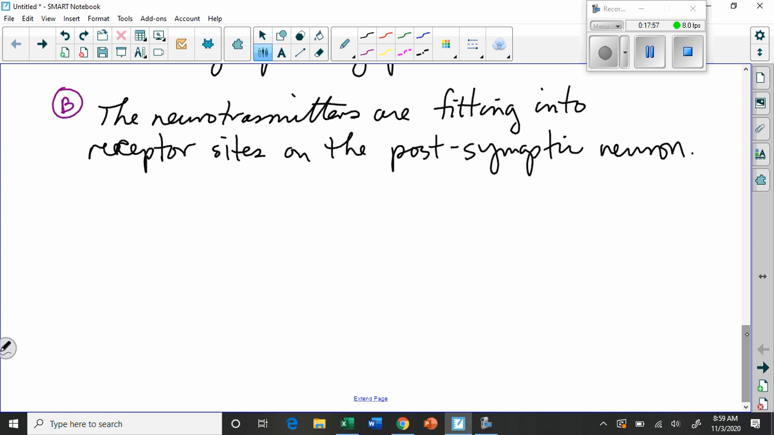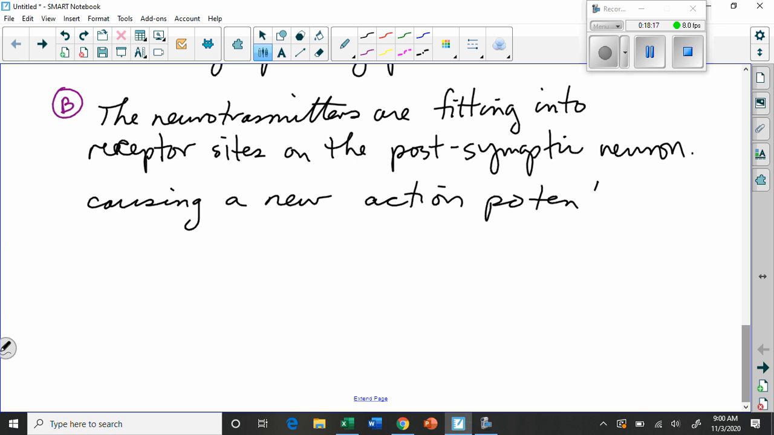And in this case, they can cause the sodium channels to open, and they can cause a new action potential to begin in the postsynaptic neuron. So we'll just add to that, causing a new action potential to occur. Okay, so the neurotransmitters, once they fit into their receptor sites, alter the membrane, allow for the influx of ions, and then a new action potential can occur.